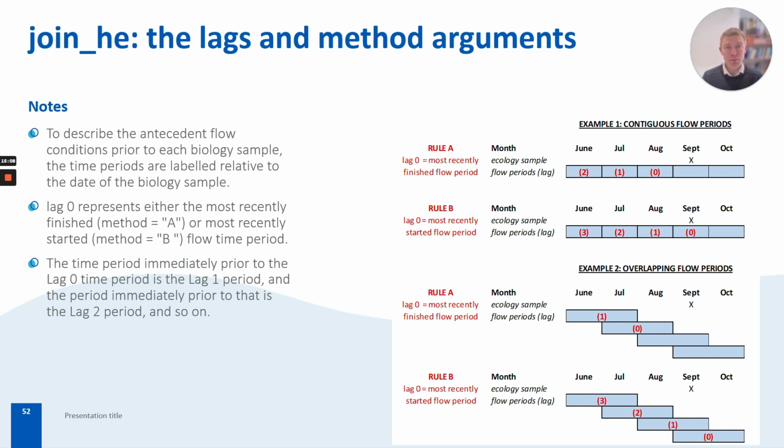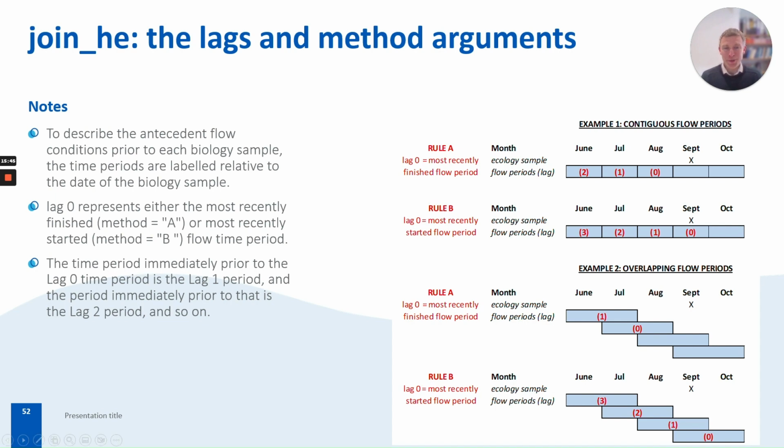We define the method to be either rule A or rule B, and then that defines which time period is lag 0, and then subsequently we can count back from that to identify the time periods which are lag 1 and lag 2 and lag 3 and so on. When it comes to actually joining the biology and the flow data, we can specify one or more different lagged time periods for which we want to take the summary statistics and join them up with our ecology data.